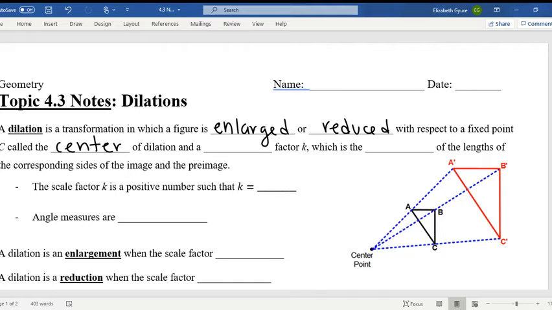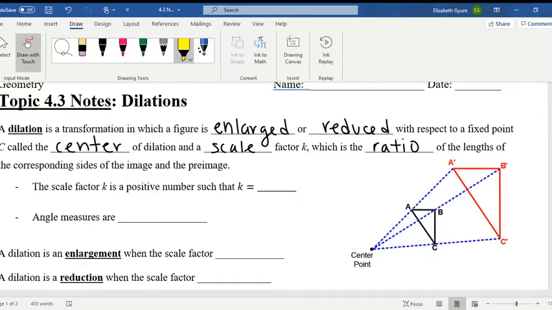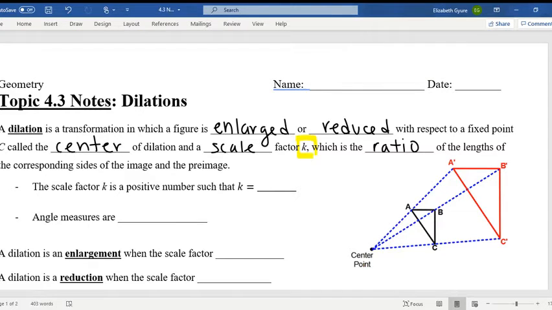You don't really have to worry about the center of dilation too much. It's always the origin. And a scale factor, K, which is the ratio of the lengths of the corresponding sides of the image and the pre-image. Scale factor here is important. It is represented by the letter K.